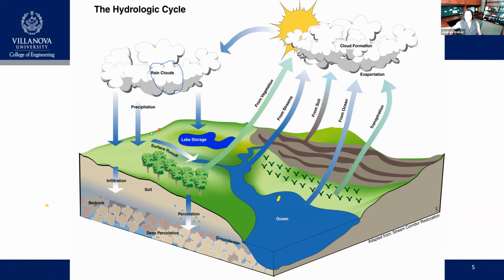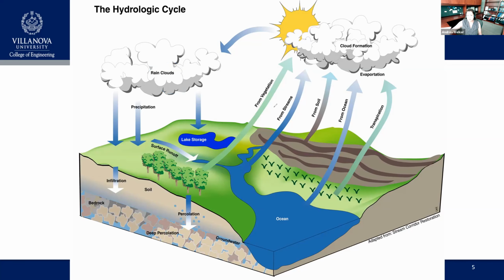And if it runs off, which is this arrow right here, it's going to directly enter into receiving water bodies such as a lake or a stream, and if it's entering through a stream, it can eventually make its way to the ocean. Water can then get back into the atmosphere by evapotranspiring from plants or directly evaporating from receiving water bodies. And then of course it goes back up to the clouds, and the whole thing just starts over again. That hydrologic cycle is going to be occurring no matter what we as humans do. That's just part of nature.